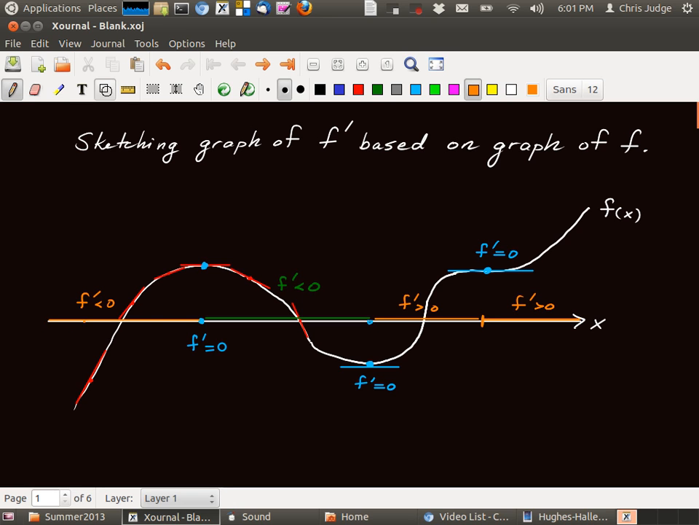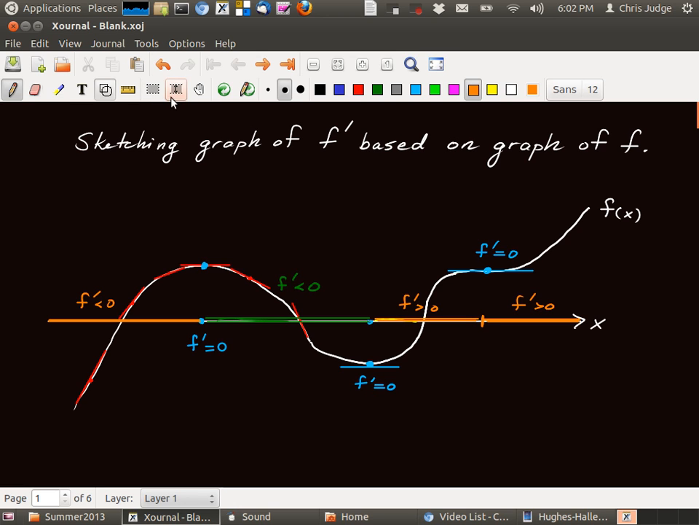Okay, so let's review. We have f prime is negative up until this first critical point. Then f prime is negative in the next interval. We're decreasing, the function f is decreasing. Then f prime is positive up until this critical point, and it continues to be positive afterwards. So now, that's the graph of f and how we've evaluated f prime. Let's now graph f prime itself.